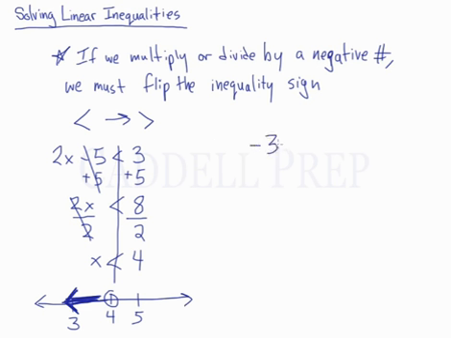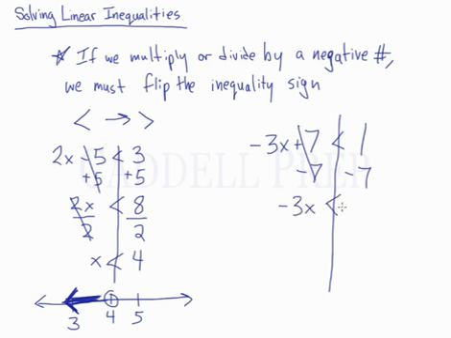Alright, if we have negative 3x plus 7 is less than 1. Again, we're going to treat this like a regular equation when we solve for x. So we'll just draw a line down the middle again. Negative 3x plus 7. First thing we have to do is get rid of this 7. So now we have negative 3x is less than negative 6. 1 minus 7 is negative 6. At this point we have negative 3x is less than negative 6.